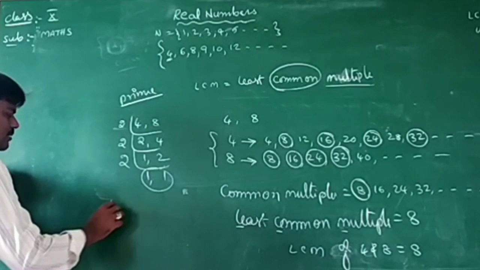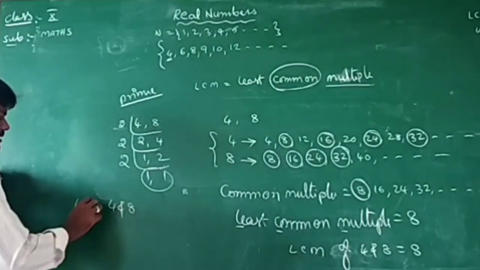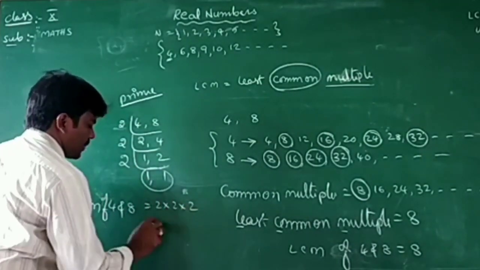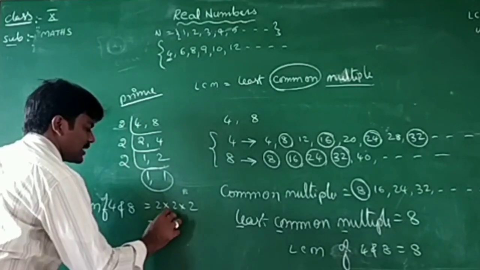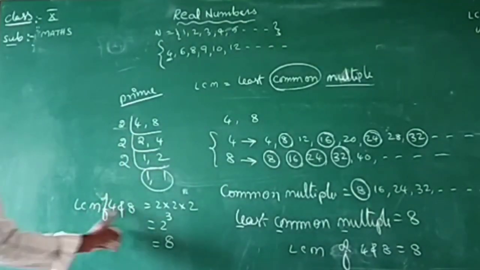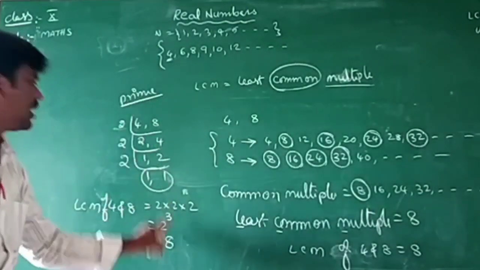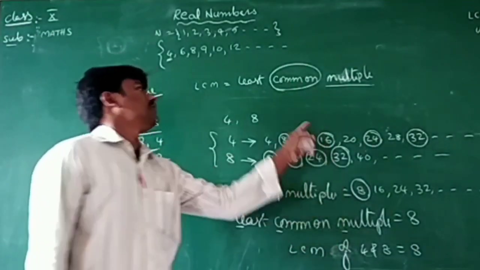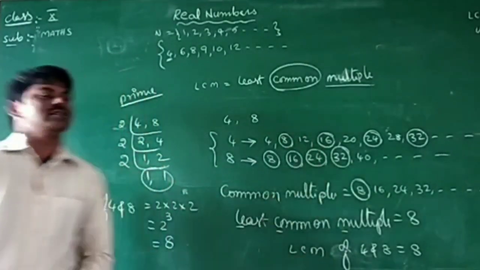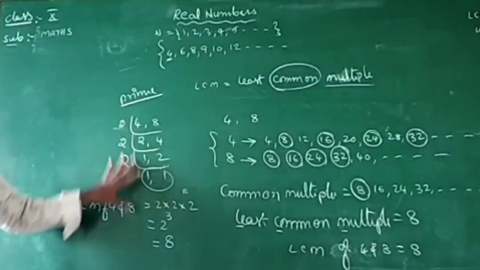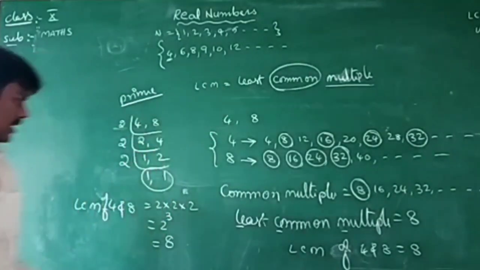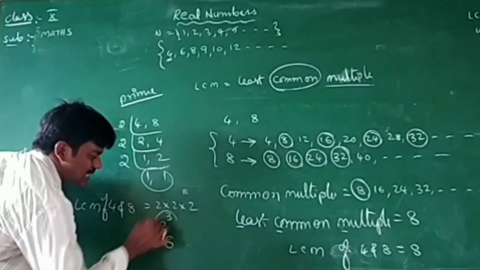Now, prime factorization, LCM of 4 and 8. LCM of 4 and 8 is equal to the product of the primes. The product of primes is 2 into 2 into 2. It is also written as 2 power 3. That value is 8. So the LCM of 4 and 8 is 8. So you can find the LCM by the prime factorization method or by finding the multiples also. It is a long method for large numbers, but it is the easiest method to find the LCM of the numbers.